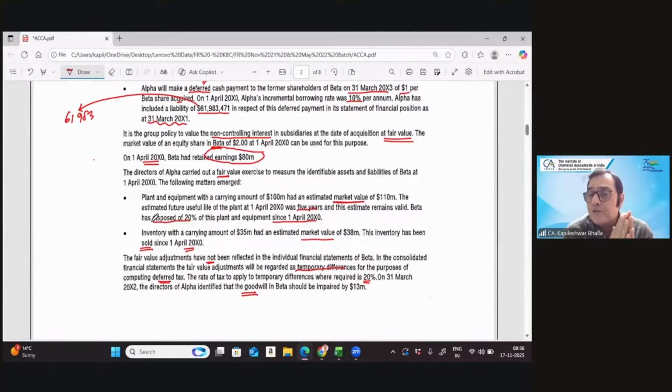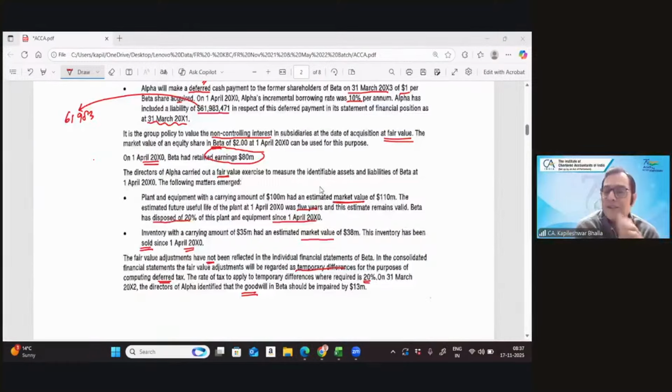How many years of additional depreciation do we need to consider in this particular case? The revaluation was done on 1st April X0 and we are standing on 31st March X2, which means a period of 2 years. Not 5 years, 5 years is the total. That's right. We need to do it for 2 years because in this particular case, we are already past by 2 years now. It tells me that 20% of the asset stands disposed.